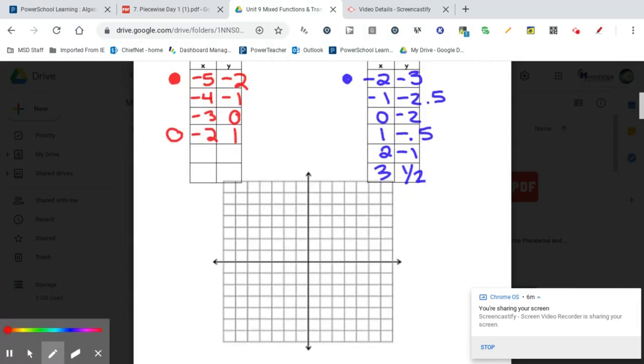Okay, so let's plot the points of the function on the left first. So we're at negative 5, negative 2, negative 4, negative 1, negative 3, 0, negative 2, 1. Okay, I also know that at negative 5, negative 2, I need to have a closed circle, so I'm going to make that a pretty obvious closed circle. And then at negative 2, negative 1, I need an open circle. So my dot's pretty big. I'm going to erase it just so that it's clearly an open circle.